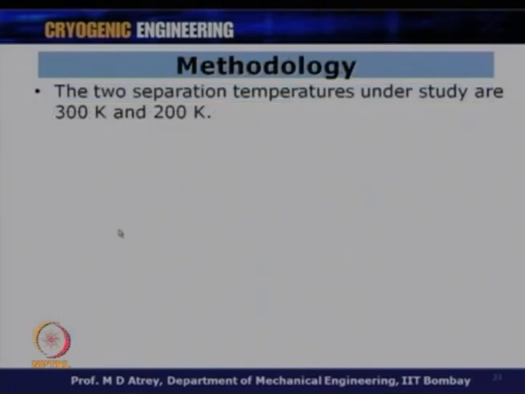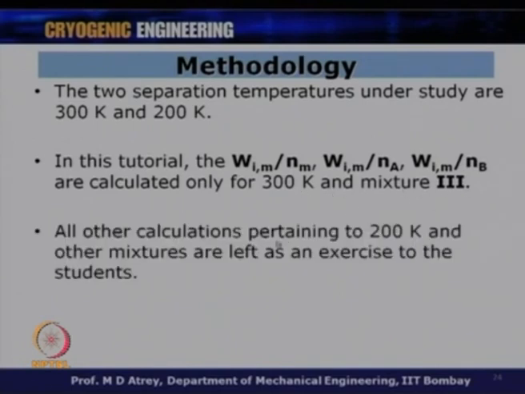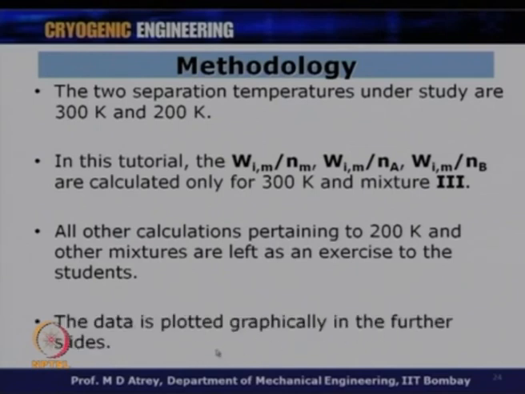The two separation temperatures under study are 300 Kelvin and 200 Kelvin. In this tutorial, the Wim by Nm, Wim by Na, Wim by Nb are calculated only at 300 Kelvin and for mixture 3 only. That means all the calculations are shown only for case 3 and at 300 Kelvin, while all other calculations pertaining to 200 Kelvin and other mixtures are left as an exercise to the students. The data is plotted graphically in further slides.